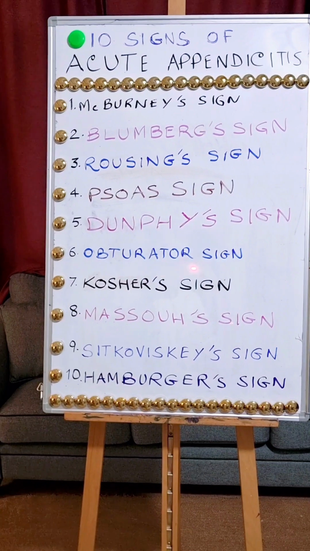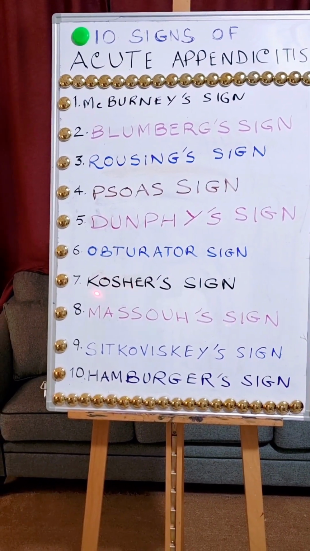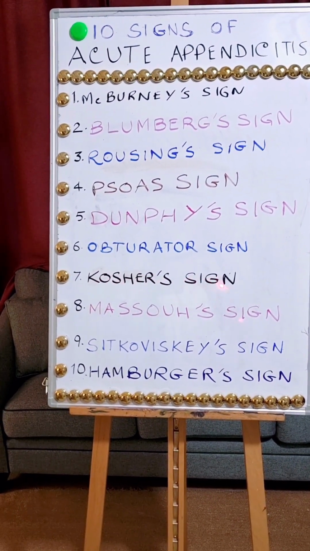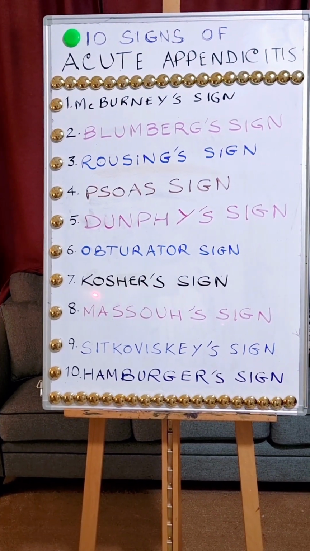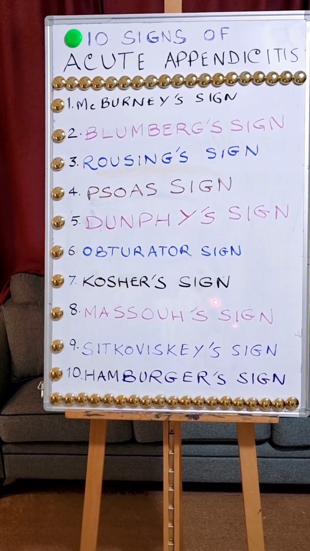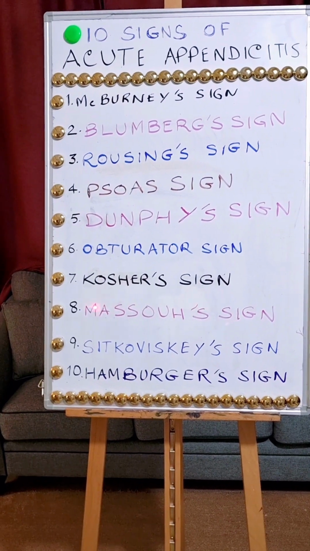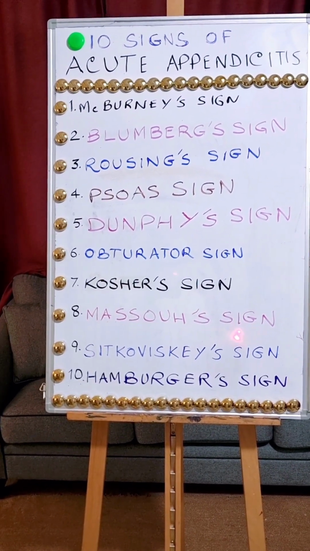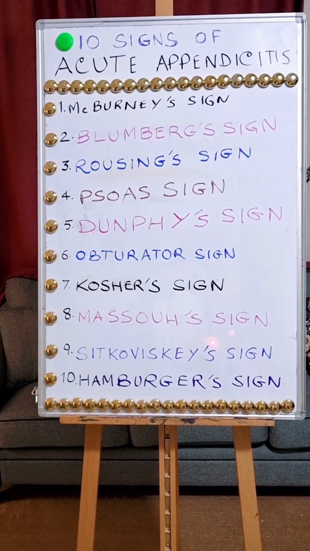Next is the psoas sign, where there is right iliac fossa pain when passive extension of the right hip or active flexion of the right hip is done while the person is supine, and this pain is due to inflammation of the peritoneum above the appendicular area.